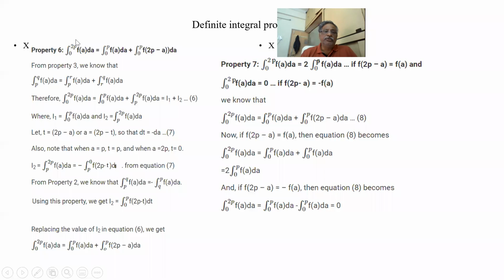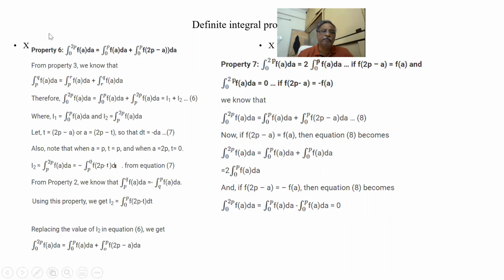So 0 to 2p can be written as 0 to p and p to 2p. Using a is equal to 2p minus t and dA is equal to minus dt, the limits are changing, p to 2p becoming p to 0. So this minus gets converted, it becomes 0 to p f of 2p minus t dt. So this I2, again I1 plus I2, is 0 to p f of a dA plus 0 to p f of 2p minus a dA.